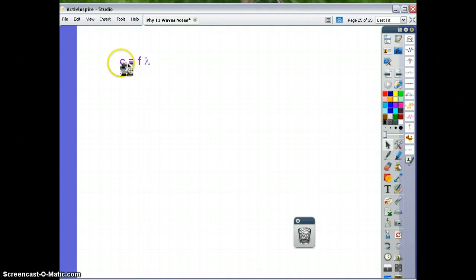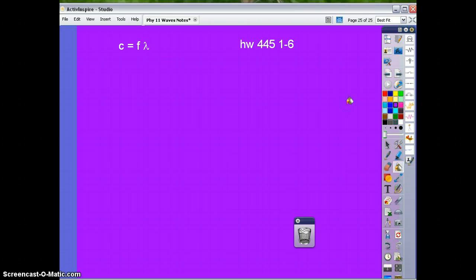Then we have the equation c = fλ. c is the speed of light. Speed of light is 3 × 10^8 meters per second. f is frequency, λ is wavelength. And if you want to do a little homework assignment here, let me color the screen purple. And there we go. There's a homework assignment.